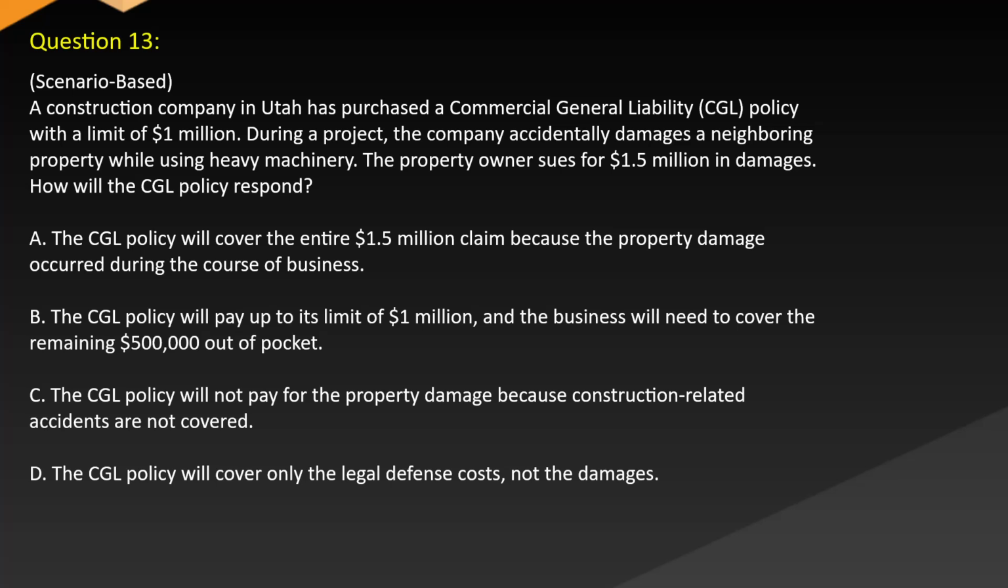A. The CGL policy will cover the entire $1.5 million claim because the property damage occurred during the course of business. B. The CGL policy will pay up to its limit of $1 million, and the business will need to cover the remaining $500,000 out of pocket. C. The CGL policy will not pay for the property damage because construction-related accidents are not covered. D. The CGL policy will cover only the legal defense costs, not the damages.